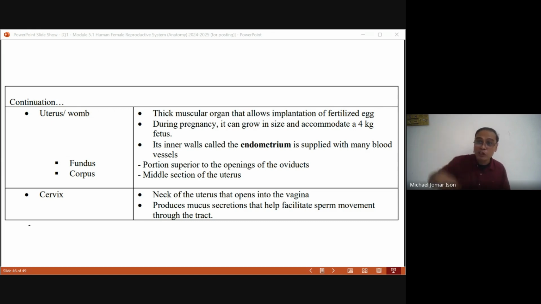And what is that medium? It's the mucus. The mucus coming from the cervix will help facilitate the movement of the sperm cell inside the uterus and eventually help it go towards the fallopian tube. That is how the cervix helps.